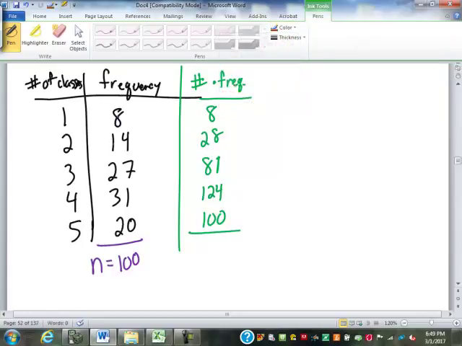So I took the number times the frequency. And I add those up to get my total. What's that total?